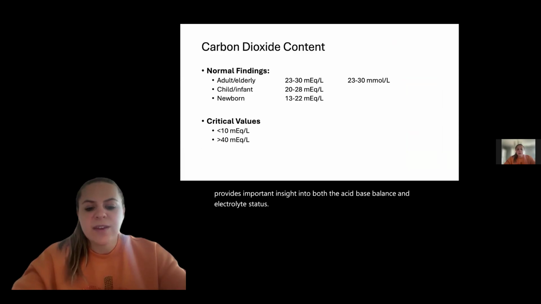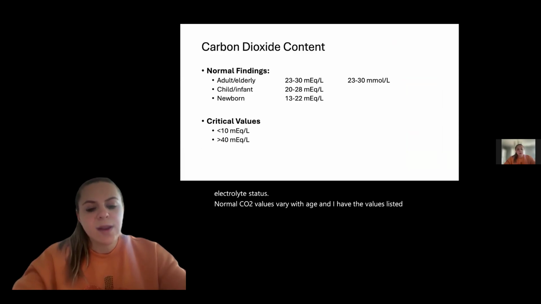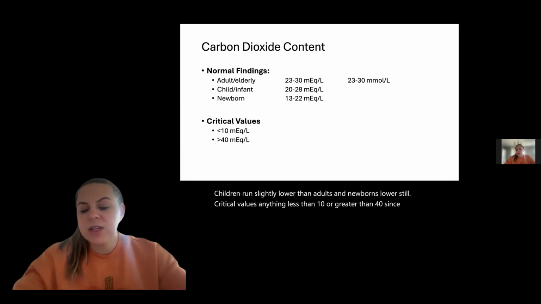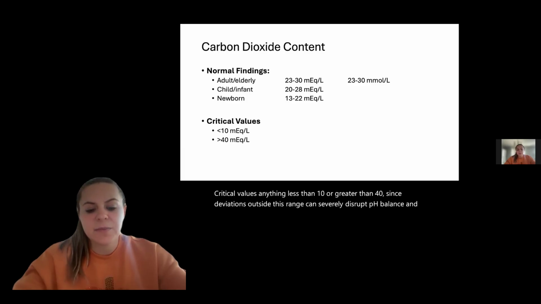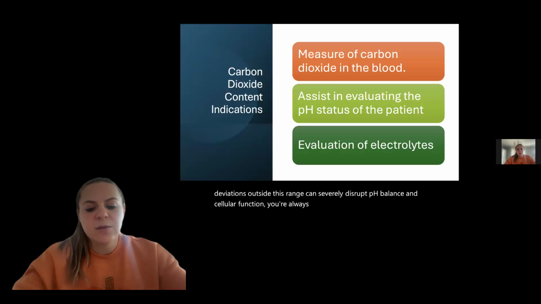Normal CO2 values vary with age, and I have the values listed here. Children run slightly lower than adults, and newborns lower still. Critical values, anything less than 10 or greater than 40, since deviations outside this range can severely disrupt pH balance and cellular function. You're always going to interpret CO2 in conjunction with electrolytes and arterial blood gases.